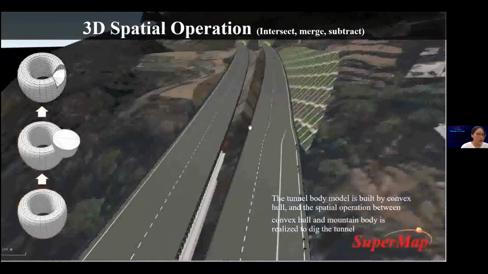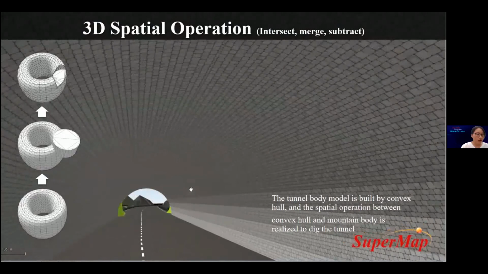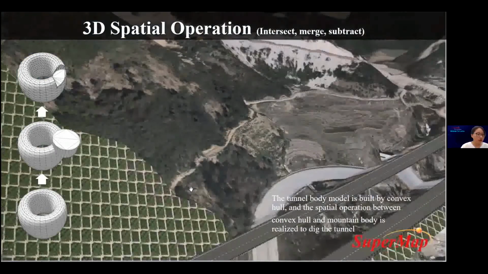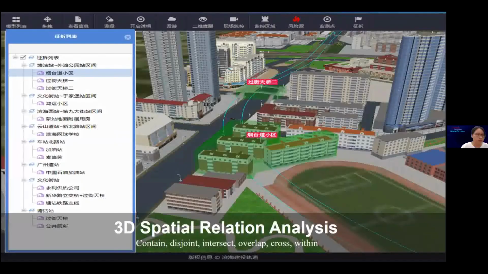The tunnel body model is built by convex hull, and the spatial operation between the convex hull and the mounting body is realized to dig the tunnel.